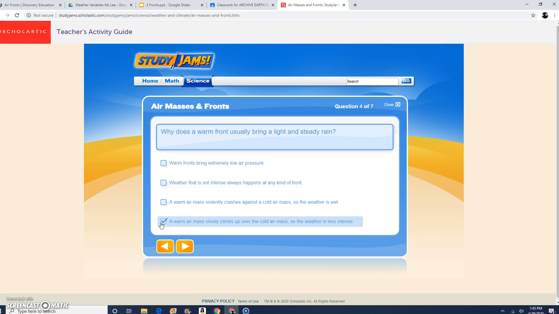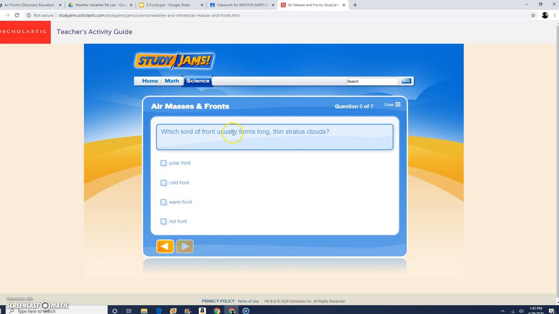There we go. It slowly goes up over the cold air mass because the warm air is less dense, so it slowly rises up over it. All right, long, thin stratus clouds. These are what the weather's been like the past few days, where it's just been a little bit of rain going on and on and on. Usually that happens when there's no thunderstorms. A thunderstorm will bring big, huge clouds. But a long, thin stratus cloud is going to be from a warm front.